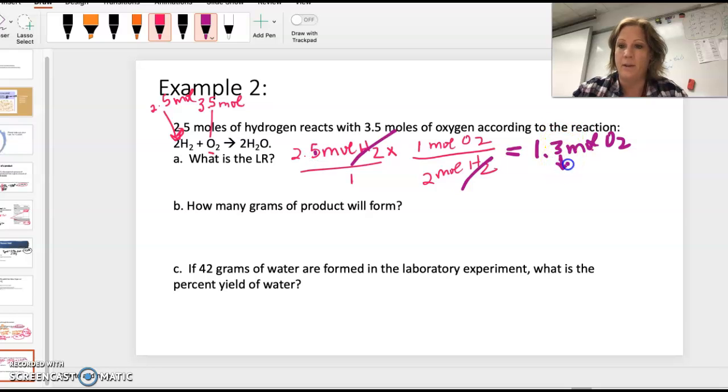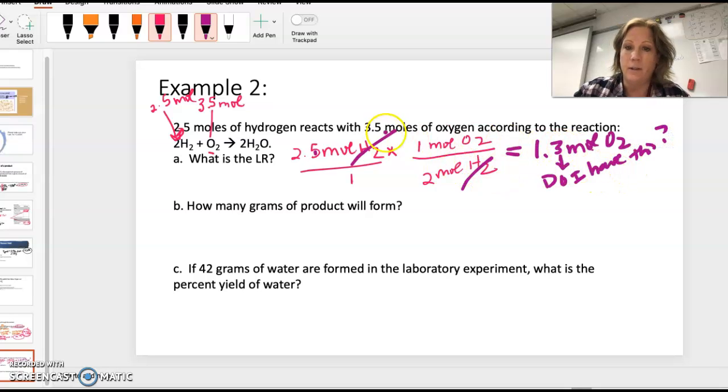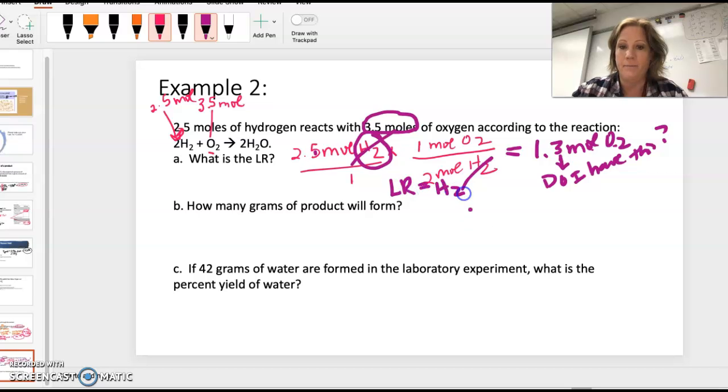So I ask myself, do I have this much? My answer is, yep, I do. If my answer is yes, then that means this is not the one I'm going to run out of. I'm going to run out of the other one. So my LR is hydrogen. So now that I know my LR, I can figure out how much product, because the limiting reactant is the one that determines how much you really can make.